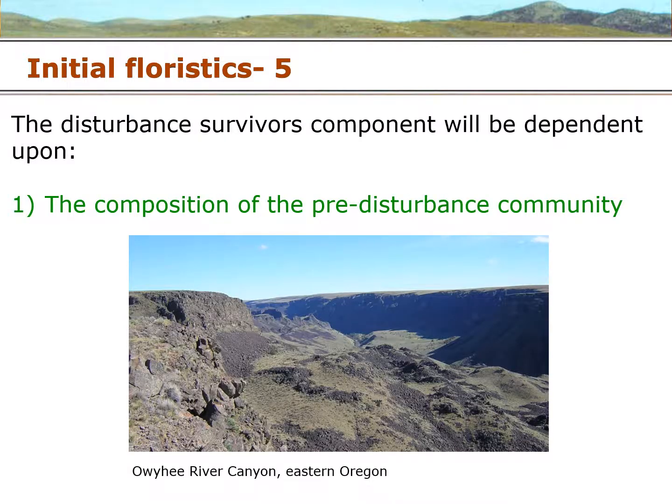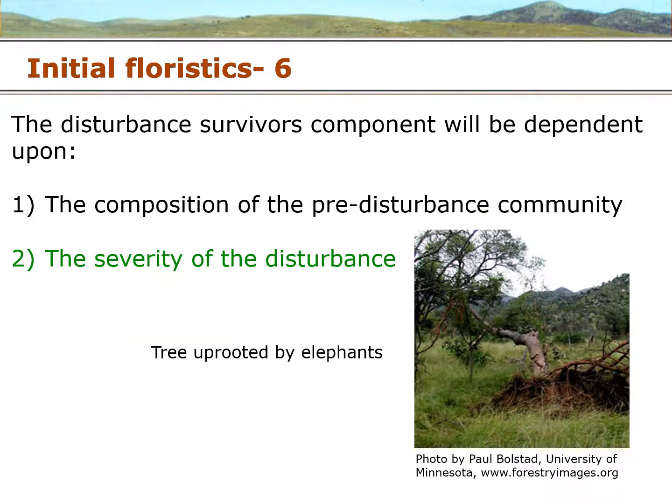The disturbance survivors will be dependent upon, number one, the composition of the pre-disturbance plant community. So what was in the community prior to the fire? Secondly, the severity of that disturbance. The greater the severity of a disturbance, the fewer individuals are likely to survive.